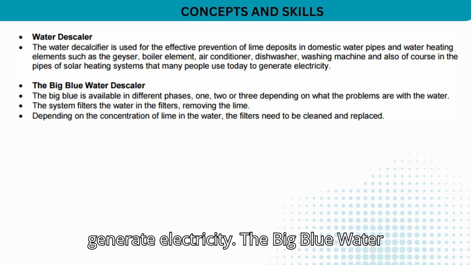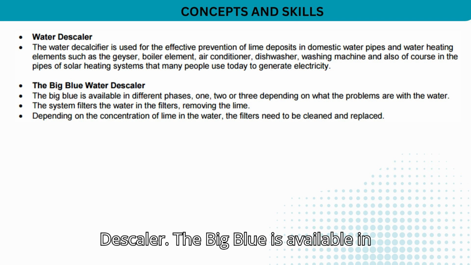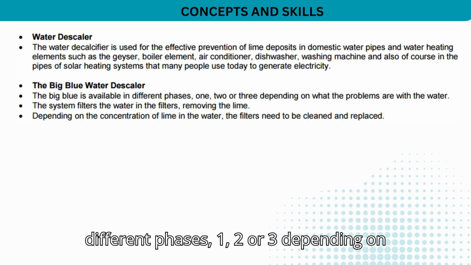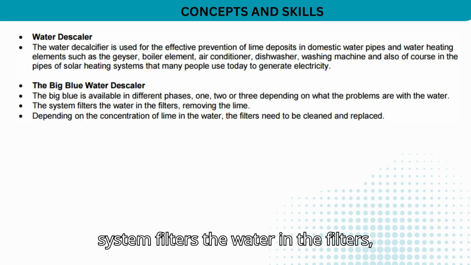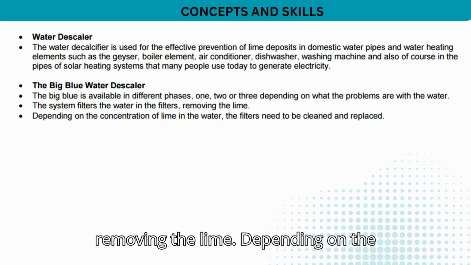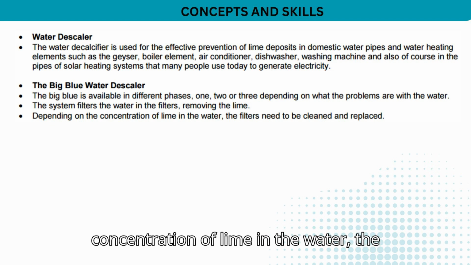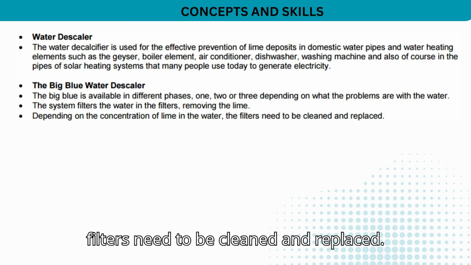The Big Blue water descaler. The Big Blue is available in different phases, 1, 2 or 3, depending on what the problems are with the water. The system filters the water in the filters, removing the lime. Depending on the concentration of lime in the water, the filters need to be cleaned and replaced.